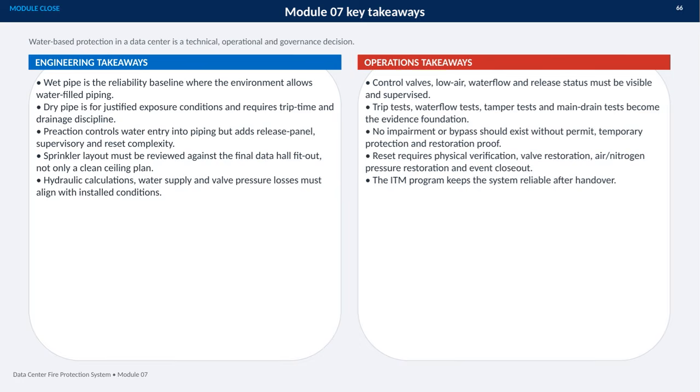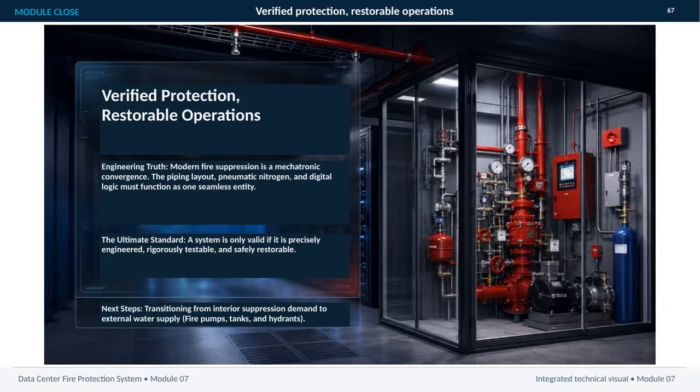Impairments and bypasses require permits, temporary protection, and documented restoration. Finally, reset means physical verification, valve and air or nitrogen restoration, and event closeout. The IDM program preserves reliability after handover. This module closes with a principle that connects engineering performance to operational confidence. Protection must be verified, and operations must be restorable.